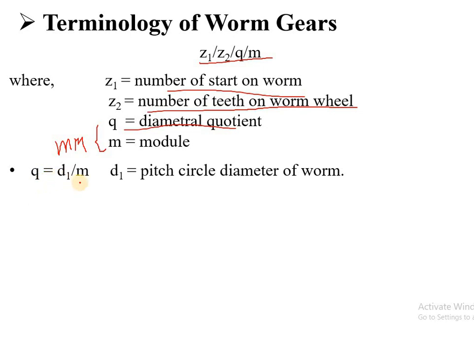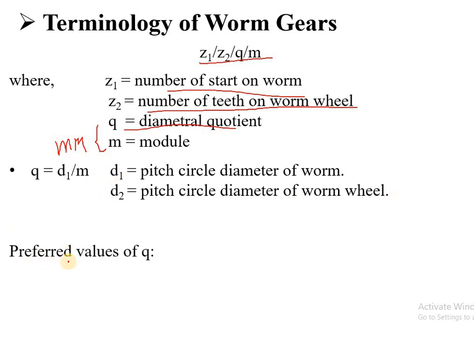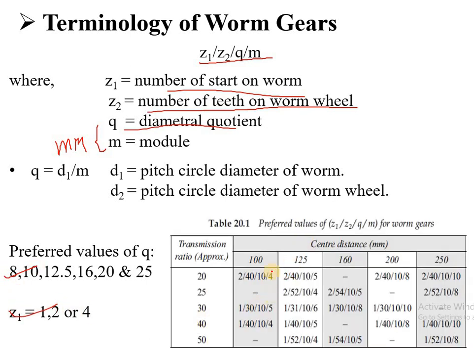Q is D1 by M, where D1 is the pitch circle diameter of the worm and D2 is the pitch circle diameter of the worm wheel. M is the module. Then the preferred values of Q are 8, 10, 12.5, 16, 20 and 25. And Z1 is 1, 2 or 4. These are the usually used values. So again you can use this table. If you know the transmission ratio or velocity ratio and the center distance, then you can find out the fundamental dimensions of worm gears.